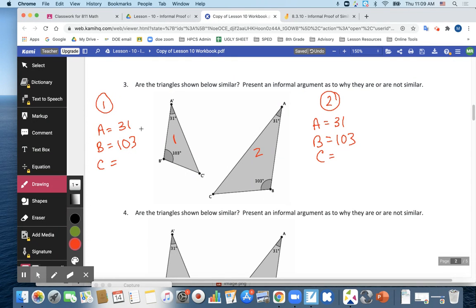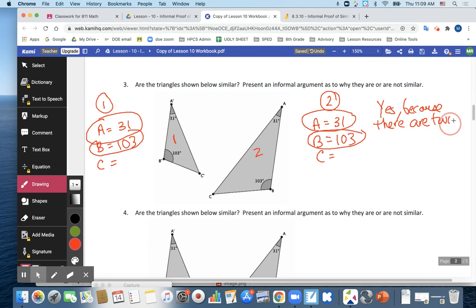But I don't even have to do my sum theorem because I can see right away that they have two corresponding angles that are congruent. So my answer is, are the triangles below similar? Yes, because there are two corresponding angles that are congruent. All right, cool.